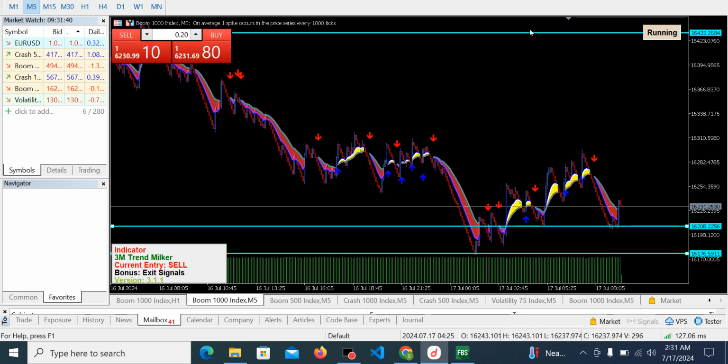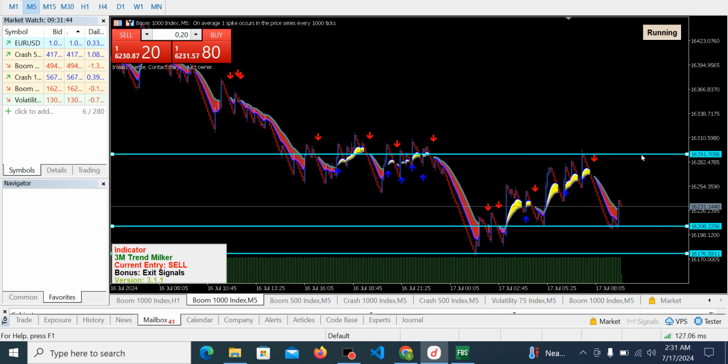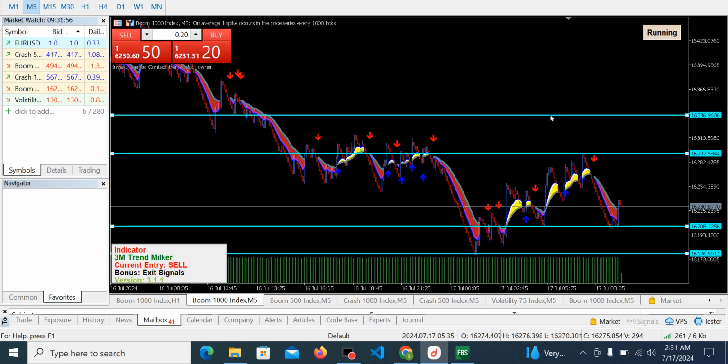So we should take note of all that. If it goes back into an uptrend, then we expect it to get to this region. And of course if it breaks out from here, then definitely we expect it to get to somewhere here.